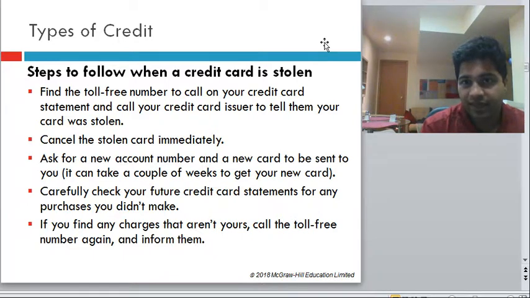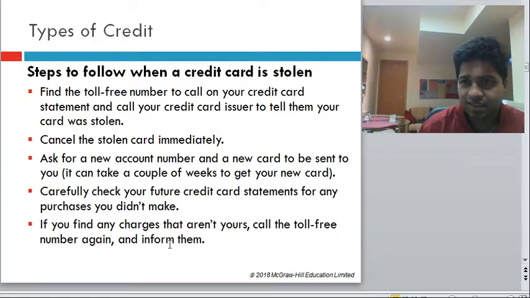Steps to follow when a credit card is stolen. Call them up immediately, cancel the stolen card, ask for a new account number. A new account number is generally sent to you by mail. Carefully check your future credit card statements for purchases you didn't make, because you have to get your money back if any fraud is made.